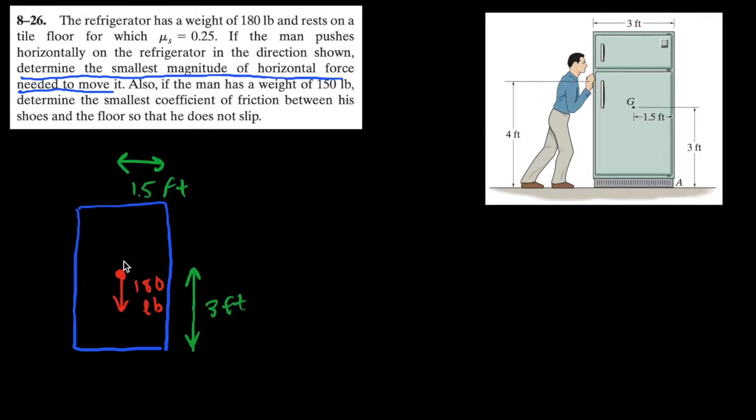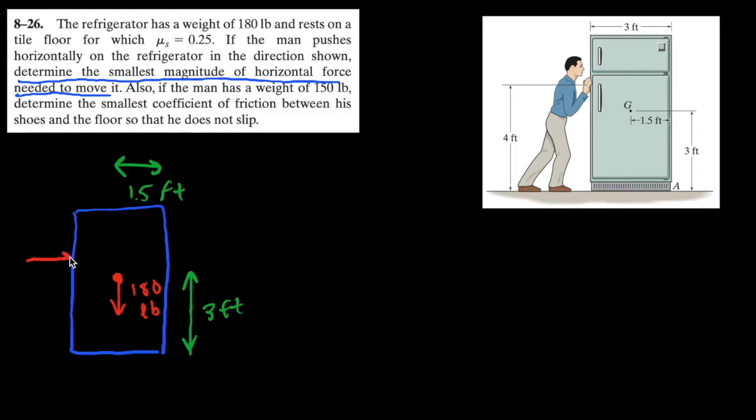Apart from the weight vector of the refrigerator, we also have the force applied by the man, which we will call P. And there's one more force in this case, and that is the force due to friction. We can show it like this. It is occurring between the tile and the refrigerator, and we will call this small f. So if we take a quick look at what's happening in the question, we're looking at the magnitude of P at the verge of slipping.